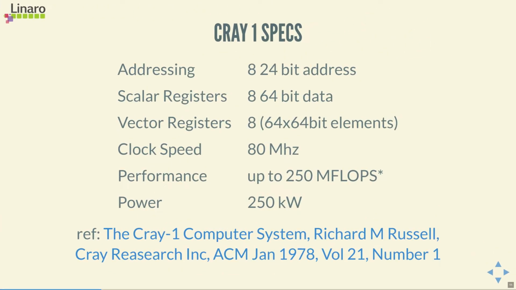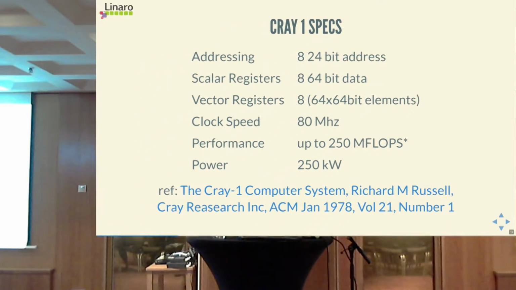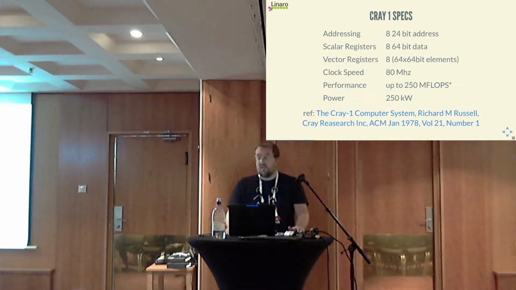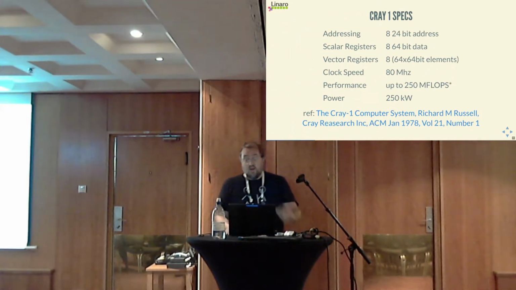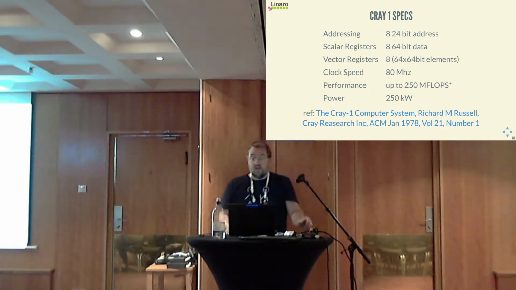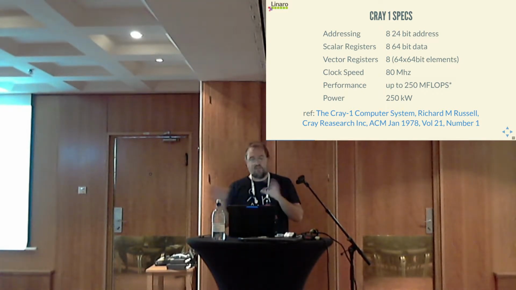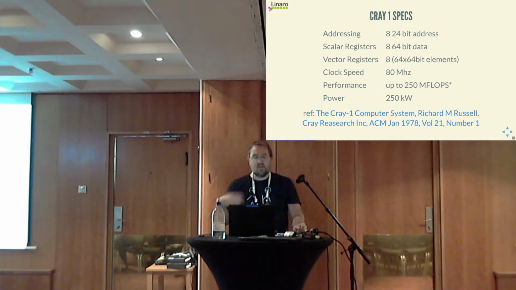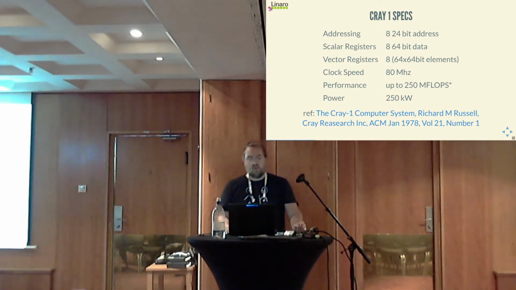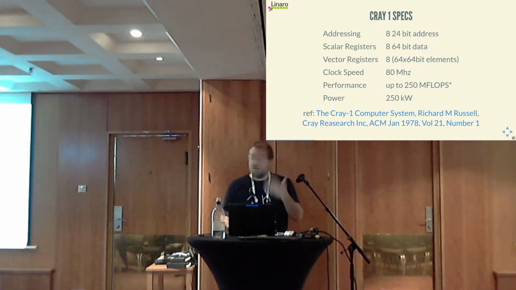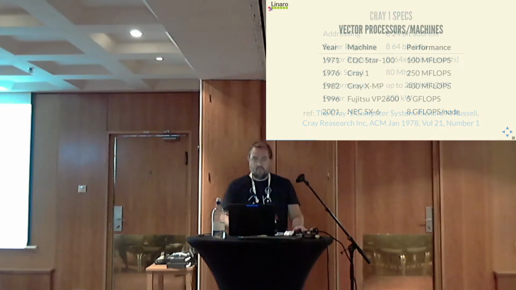Even though it clocked in at only 80 megahertz, it could achieve 250 million floating point operations a second. And this was mainly due to its vector-based design. It had 8 vector registers, and each of those vector registers was capable of holding up to 64 64-bit elements. So this allowed it to execute the same floating point operation across multiple elements of the vector register, giving it its comparatively high speed for the time.